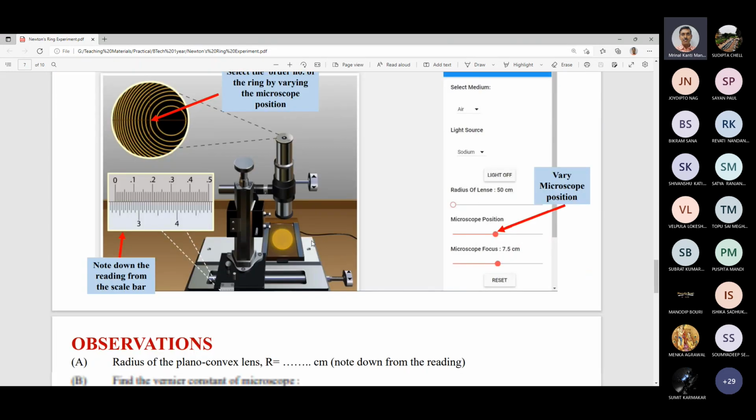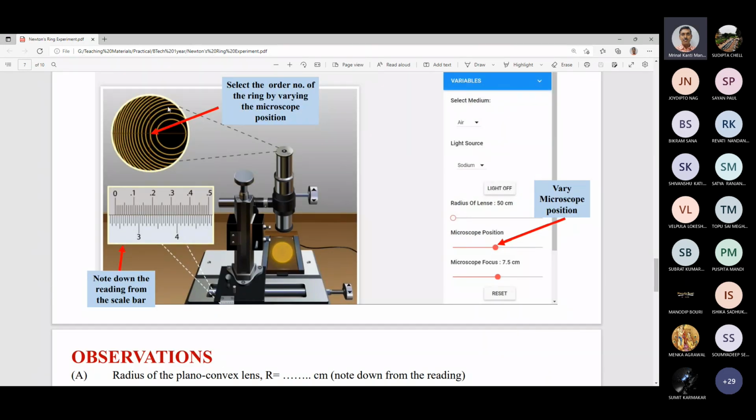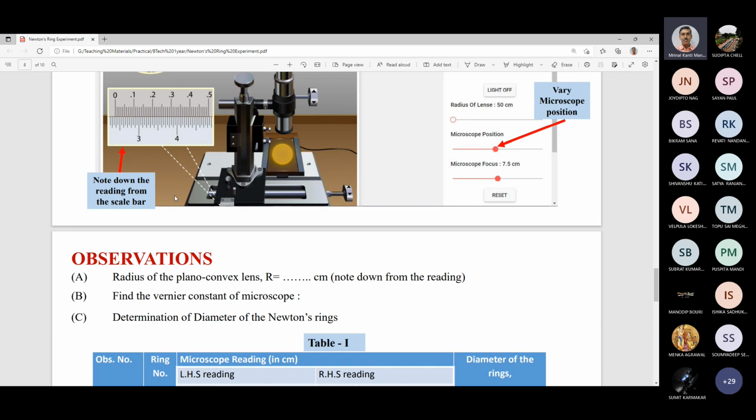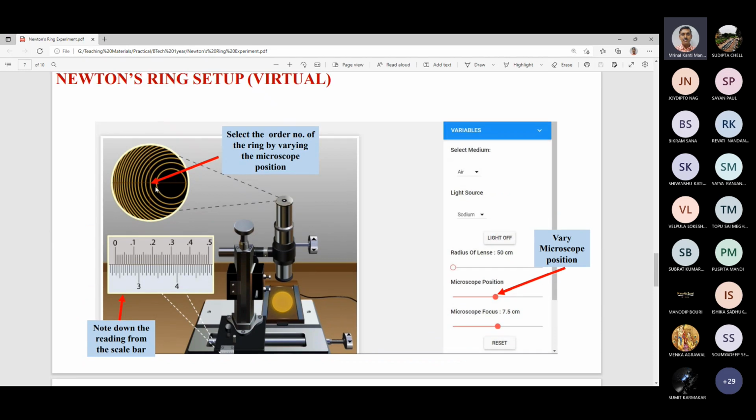Now, the apparatus looks like this. This is the arrangement, and this is what we measure. If we look through this eyepiece, we can observe this type of ring pattern, and there is a crosswire. At the same time, there is a scale arrangement, so we can take the data from this scale.